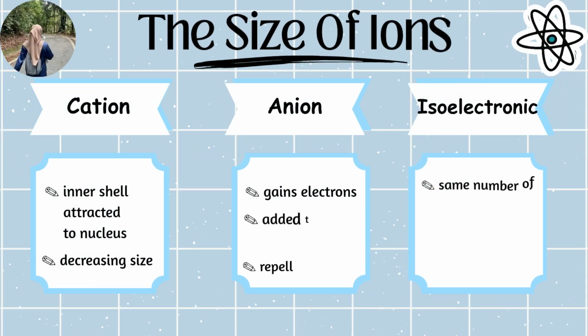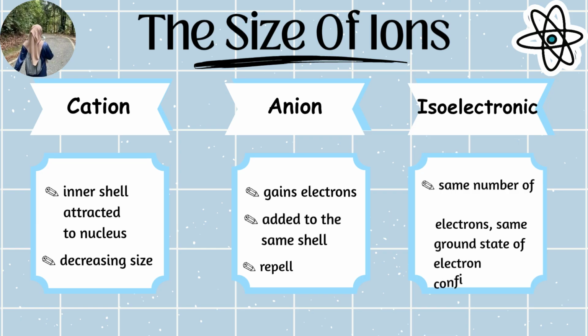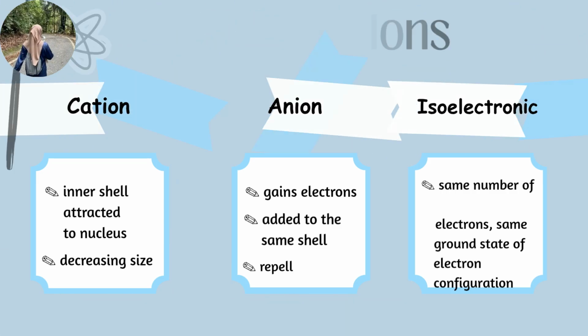The size of an ion depends on whether it is a cation or anion. A cation loses electrons, so the outer shell is removed and the remaining electrons are attracted closer to the nucleus, causing the ion size to decrease. An anion gains electrons in the same shell, increasing electron repulsion and making the ion larger. For isoelectronic ions, which have the same number of electrons and the same ground state electron configuration, the ion with the higher nuclear charge is smaller.